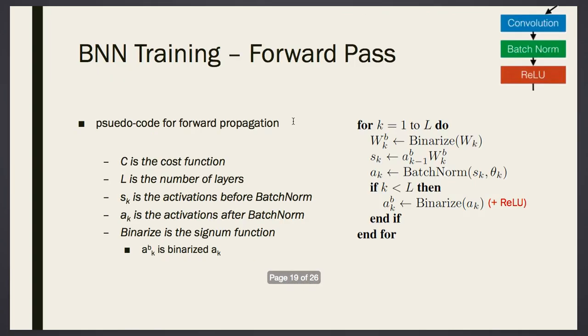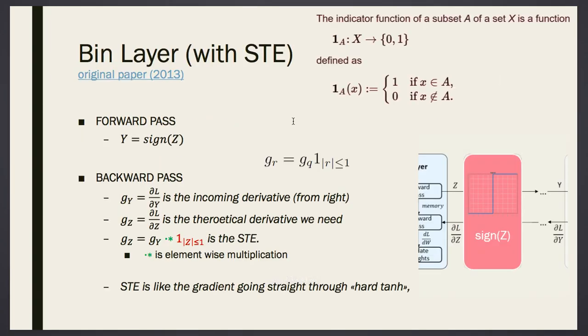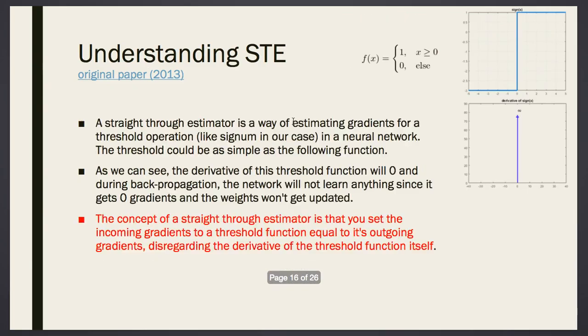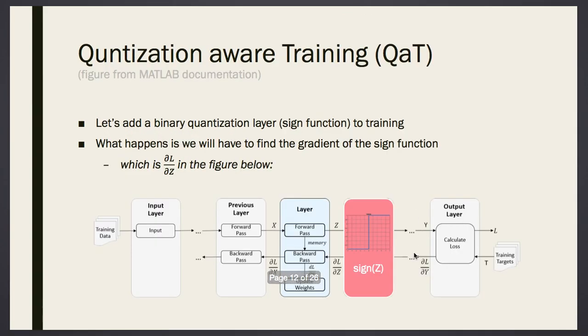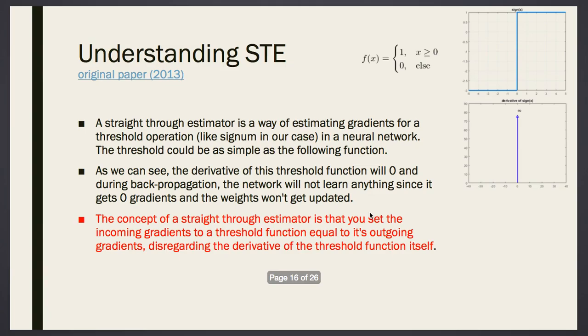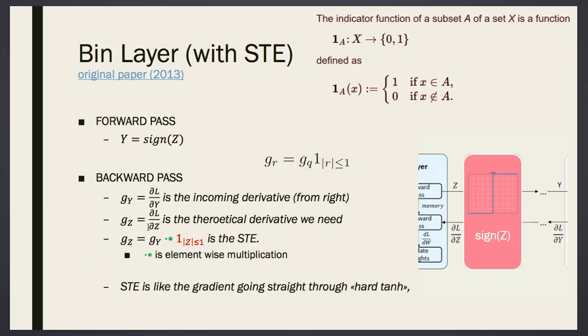Okay, let me continue. So we understood what the binary layer is. We have the binary layer now. Our plan was to put in a binary layer so that we'll be able to train the binary network, right? Okay, we've got the plan. So we have an estimator for the gradient. We now know the forward pass and the backward pass of the binary layer. We can construct the binary layer.